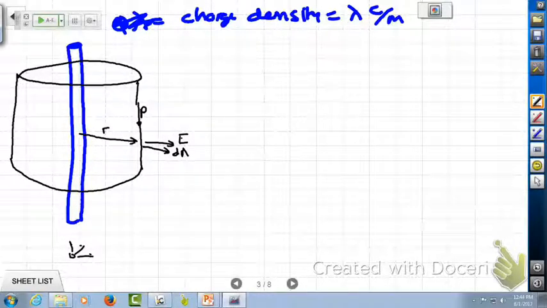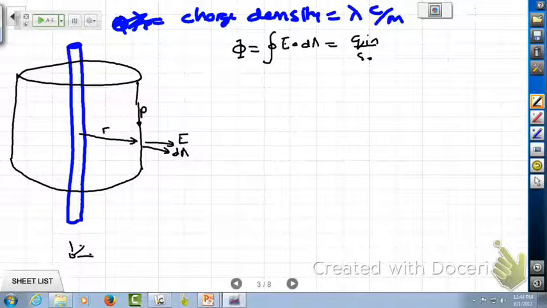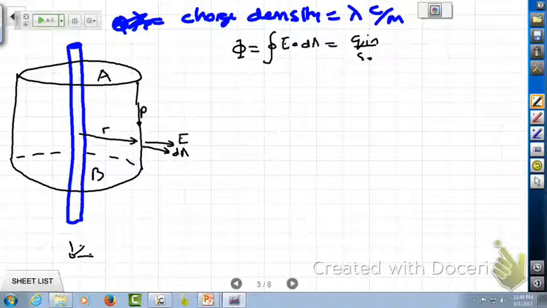And I say, okay, well, Gauss's law says that flux is equal to the integral of E dot dA, which equals Q inside over epsilon naught. And I say, well, I've got to divide this up into bits. Let's say A, B, and C.